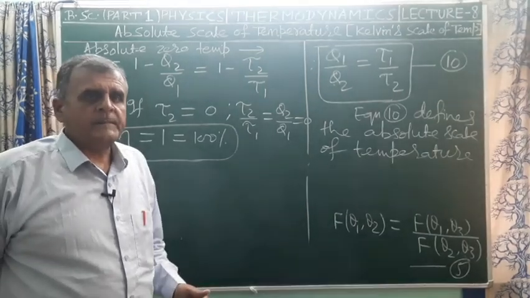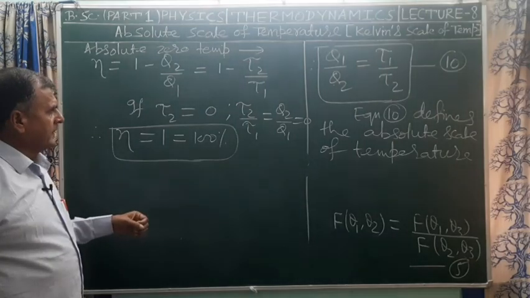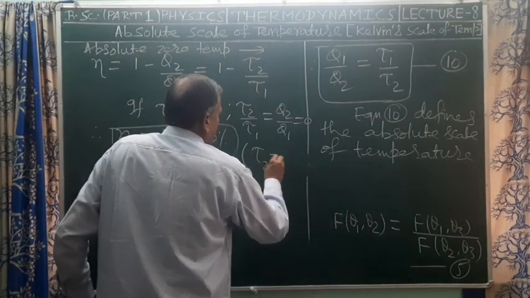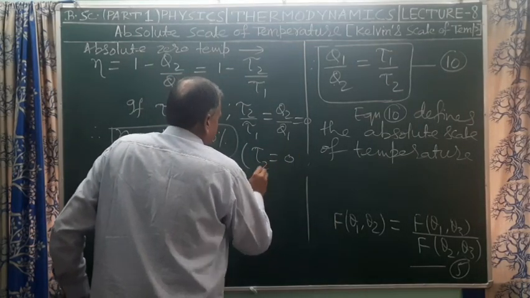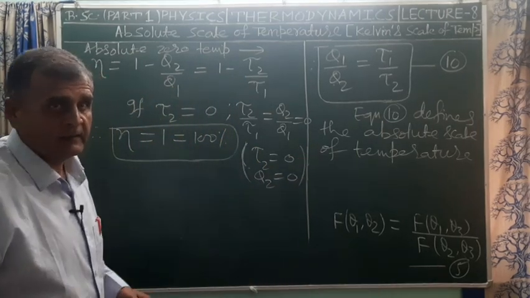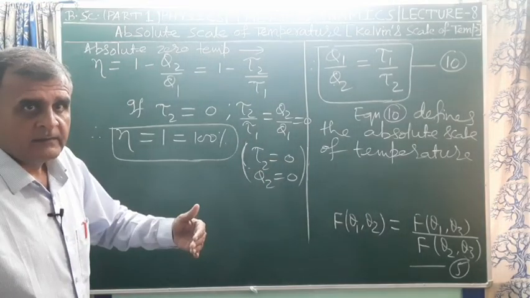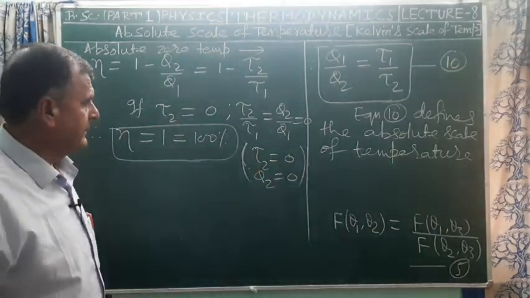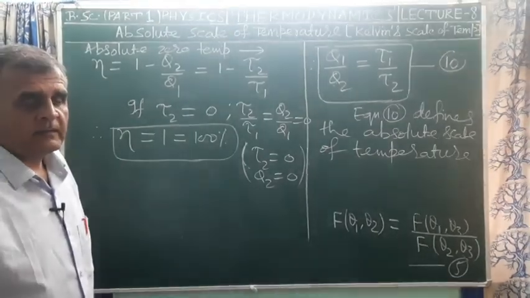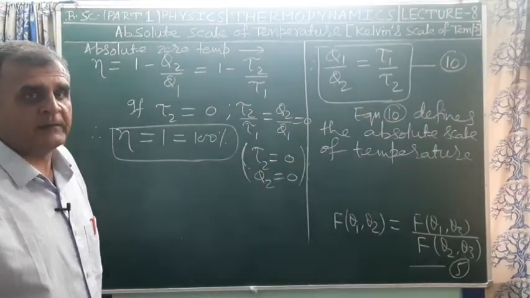In that case, the efficiency of the reversible heat engine will be equal to 1. At temperature tau 2 equal to 0, Q2 must be equal to 0, the amount of heat rejected to the sink is 0. Then the total amount of heat taken by the working substance of a reversible heat engine is directly converted into work without any part of the heat rejected to the sink. And according to Kelvin Planck's statement, the efficiency of a reversible heat engine cannot be 100%.